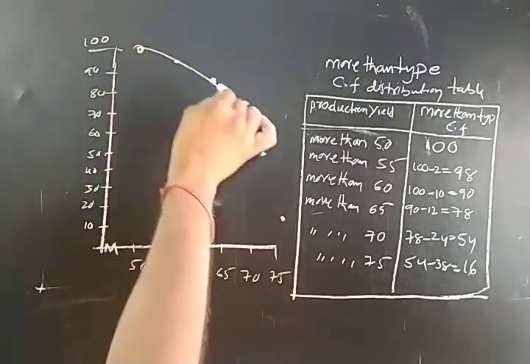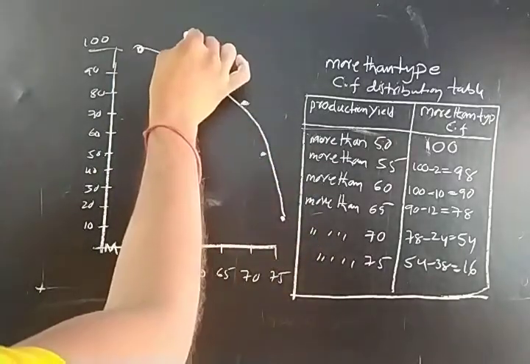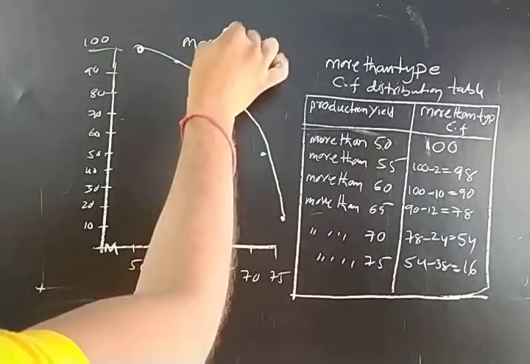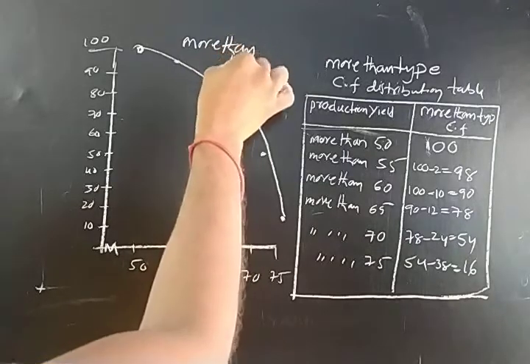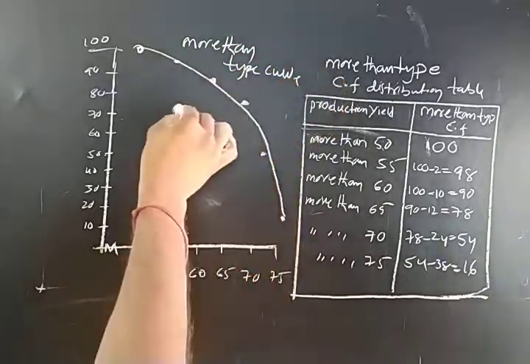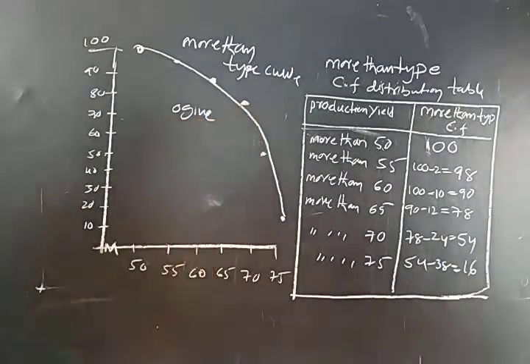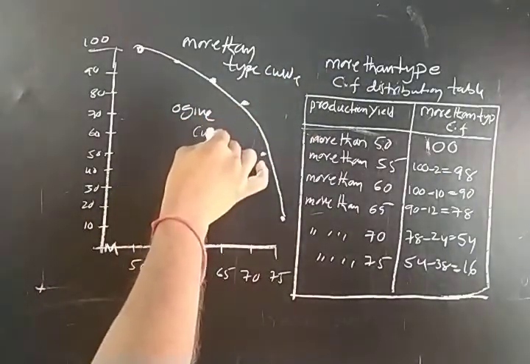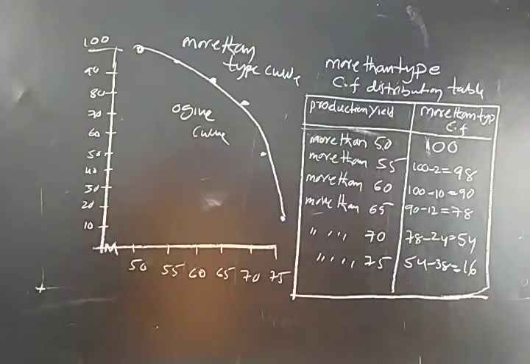So by joining like this, you will get the more than type curve. This is the ogive curve, the more than type curve, which is also called the ogive curve. So in this way you have to draw.